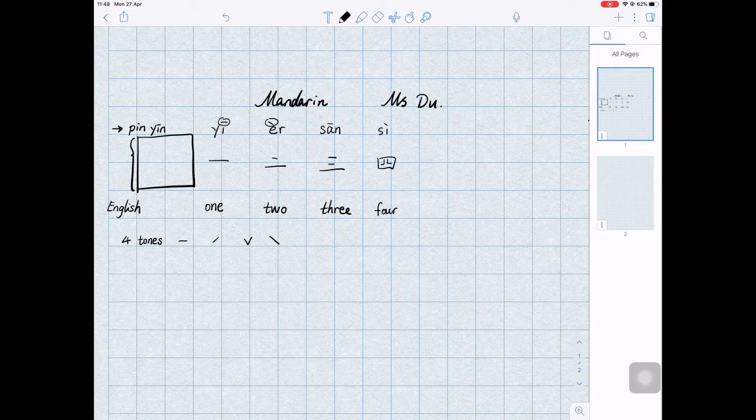Then we have 五, 一. Yeah, we count the strokes together. 二, 三, 四. So 4 strokes, we have 五. This is 5, 五. And then we go to next number, 六.